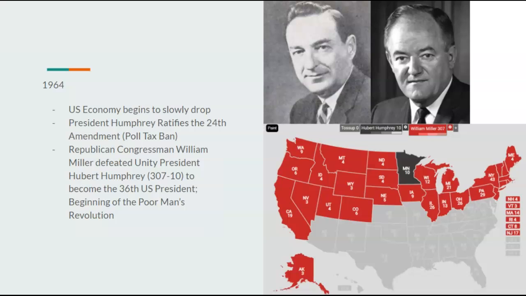But Republicans nominate a congressman, I think from Oregon, I could be wrong, William A. Miller, who wins the nomination, and he begins the Poor Man's Revolution, which is a political revolution. But William Miller wins in a ginormous landslide, winning the popular vote by 10 points, defeating Humphrey, where the only state Miller loses is Minnesota. Miller wins 307 to 10 to become the 36th Union president, beginning the Poor Man's Revolution. Essentially a sign of, hey, we are getting out of this depression one way or another.